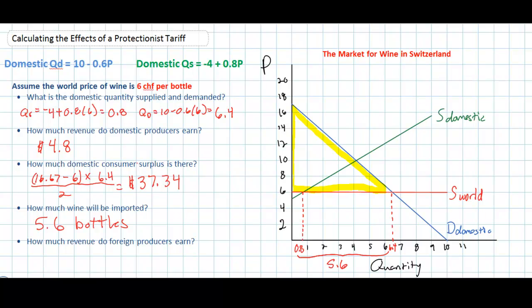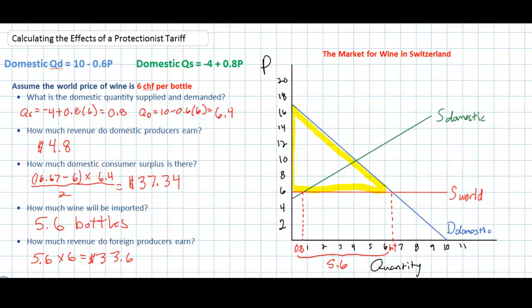Now the last thing we can calculate before we look at the effects of a tariff is how much foreign producer revenue will be generated from free trade with Switzerland. We know that 5.6 bottles of wine will be imported at a price of $6 each. This gives us the total revenue earned by foreign producers of wine, which comes out to $33.6.